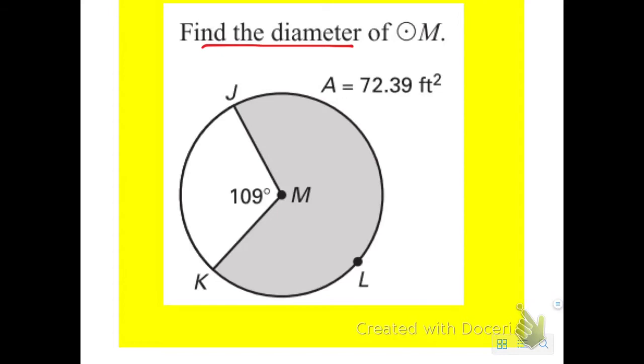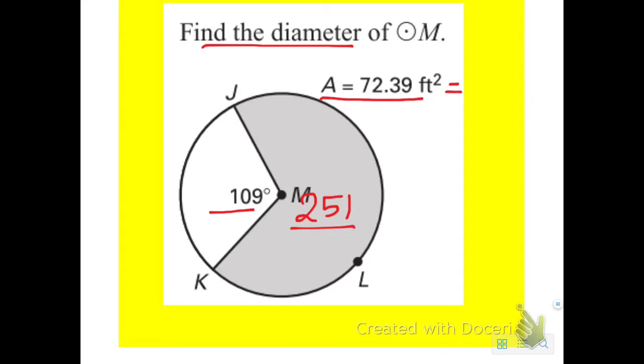On this one, they want me to find the diameter. Again, they give me the angle in the unshaded region, which is 109. If I want to find the angle in the shaded region, I need to subtract that from 360 because there's a total of 360 degrees in a circle. So the angle over here is 251.